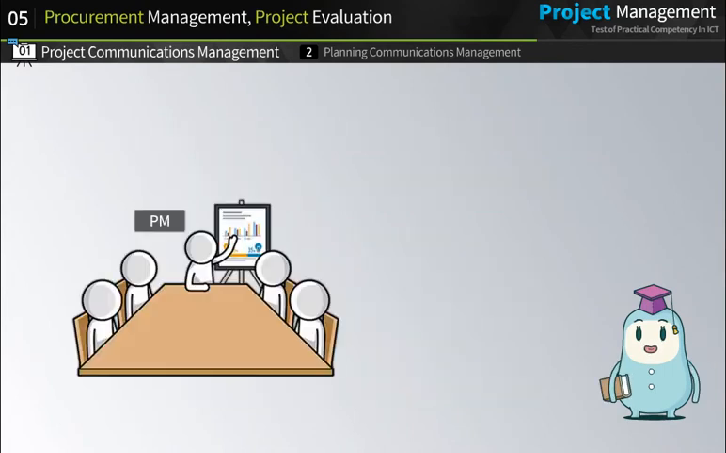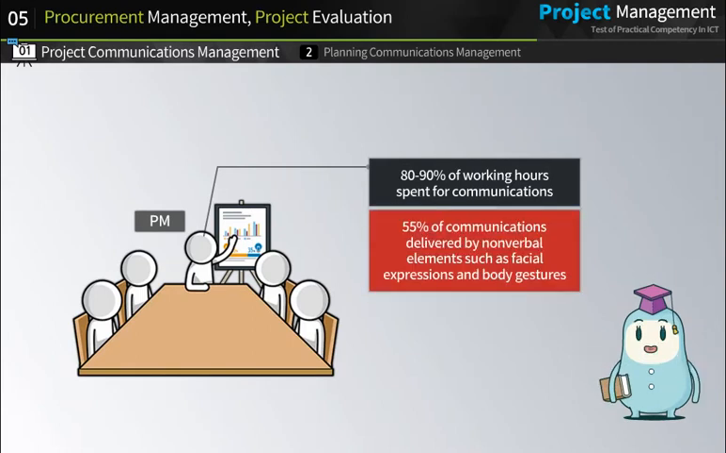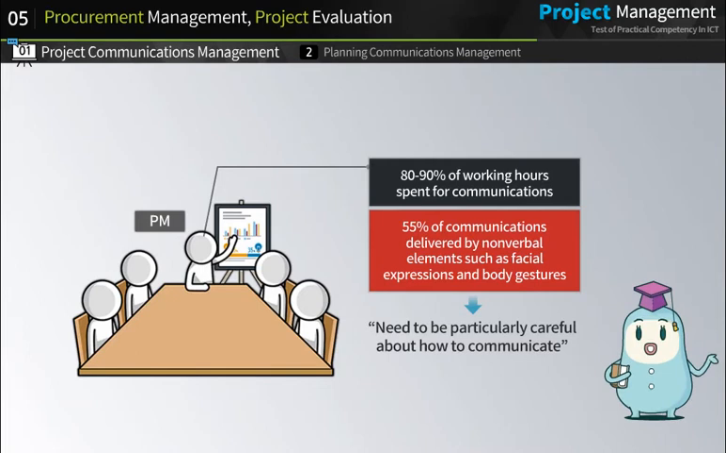In general, a project manager spends about 80 to 90% of working hours for communication activities, such as decision-making process and related meetings, and notification on issue resolution. As much as 55% of communications is delivered by nonverbal elements, such as facial expressions and body gestures. So a project manager needs to be particularly careful about how to communicate.